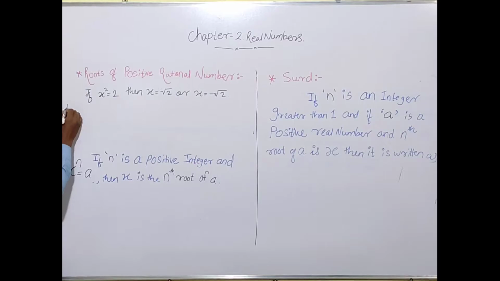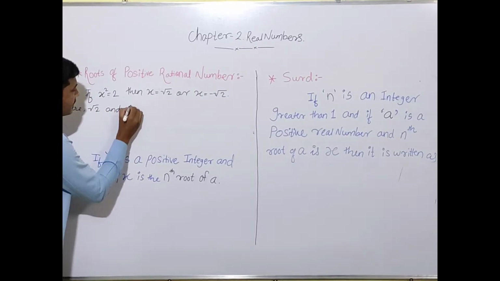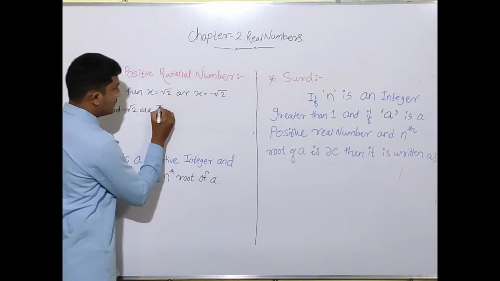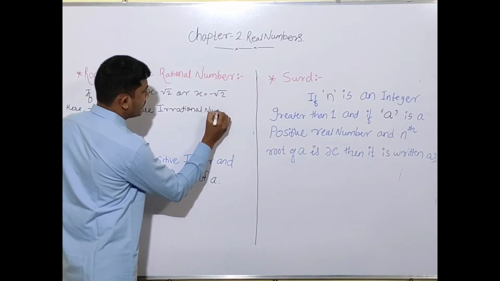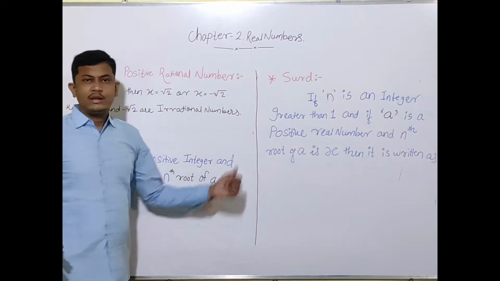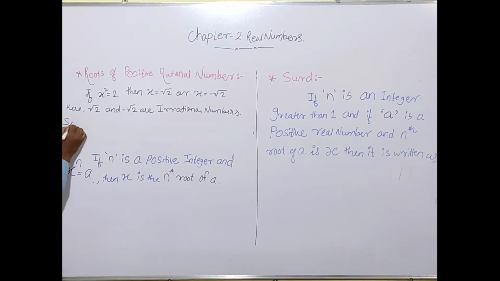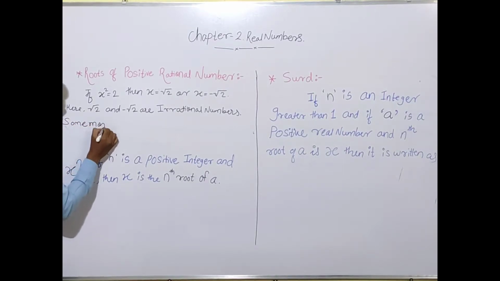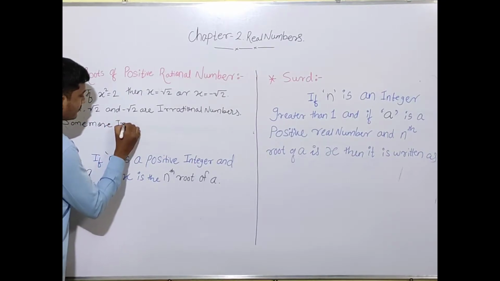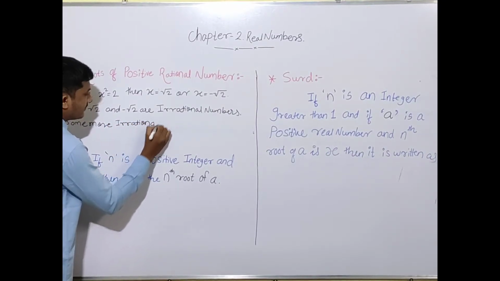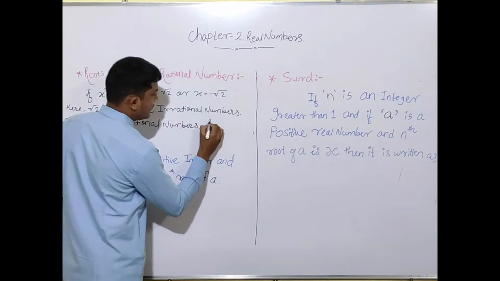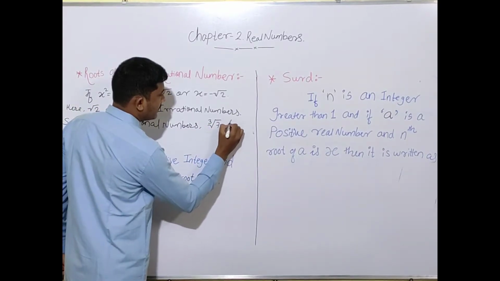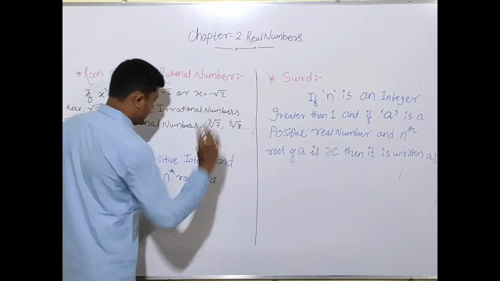So here plus root 2 and minus root 2 are irrational numbers. Some more examples of irrational numbers we will see. Some more irrational numbers are cube root of 7, 4th root of 8 and so on.